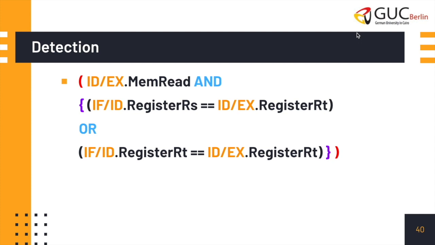There is a misconception that I want to clear from your minds. When I say id/ex, this means the instruction is starting the ex stage, the stage after the slash. Here, if/id means that the instruction is going to enter the decode stage, okay? So the load instruction is going to be in the execute, and the add instruction is going to be in the decode, and the hazard detection unit will detect when the add instruction is in the decode.